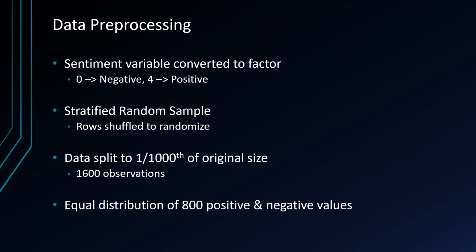Since classification methods are being used, the sentiments column must be converted to categories, also known as factors, so they can be processed properly. They were then given the preferred category labels of negative and positive. To take the needed stratified random sample, the data was shuffled and partitioned to 1/1000th of its original size. This gave a stratified random sample of 1,600 rows with 800 values for each of negative and positive sentiments.